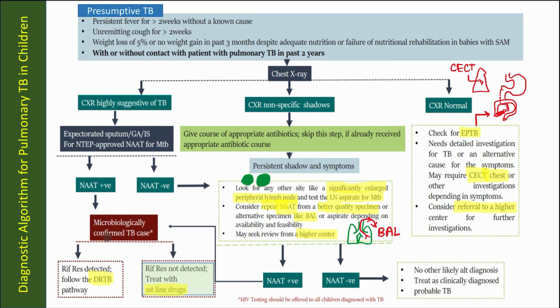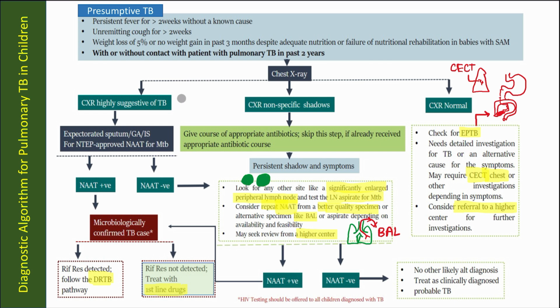Positive means there is microbiologically confirmed TB, and the second part of this result contains the rifampicin sensitivity or resistance. Okay, if it is rifampicin resistant, we call it drug resistant TB. If it is rifampicin sensitive, we treat it with first line drugs.